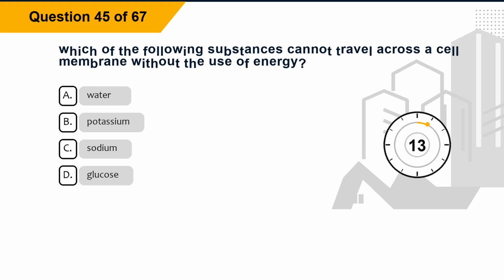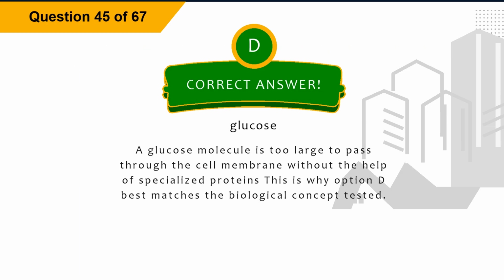Question 45. Which of the following substances cannot travel across a cell membrane without the use of energy? Option A, water. Option B, potassium. Option C, sodium. Option D, glucose. The correct answer is option D, glucose. Explanation. A glucose molecule is too large to pass through the cell membrane without the help of specialized proteins. This is why option D best matches the biological concept tested.